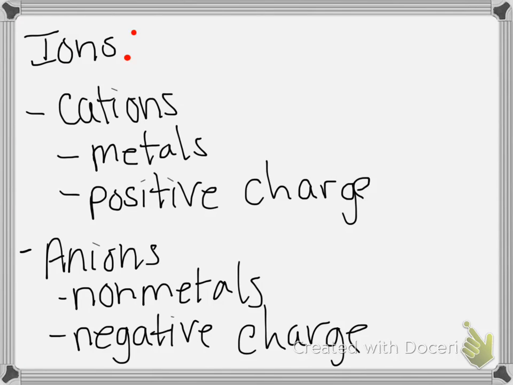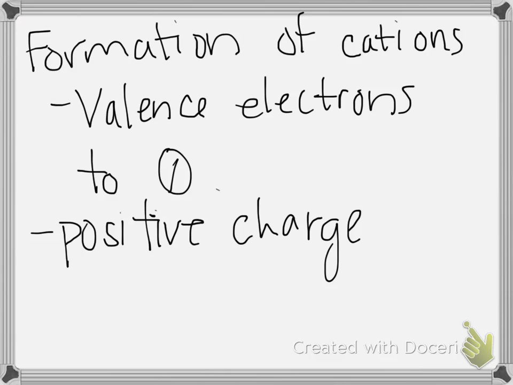Now, as far as ions go, cations and anions make up an ionic compound. Cations are metals, for the most part, and they have a positive charge. Anions, on the other hand, are nonmetals, and they have a negative charge. In the formation of cations, you can take any metal, determine the valence electrons, and we want to get this to 0. So how many electrons do we have to give up to get to 0? And whatever you give up, that's what your charge is going to be.